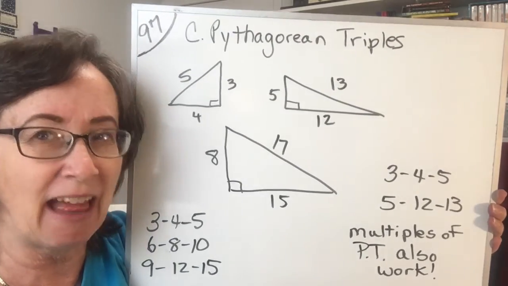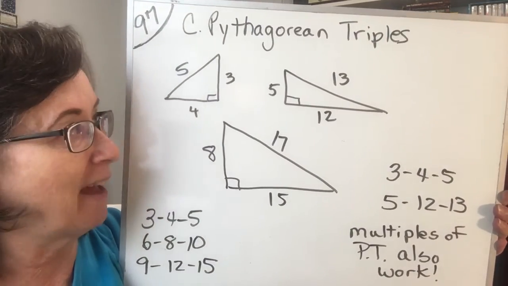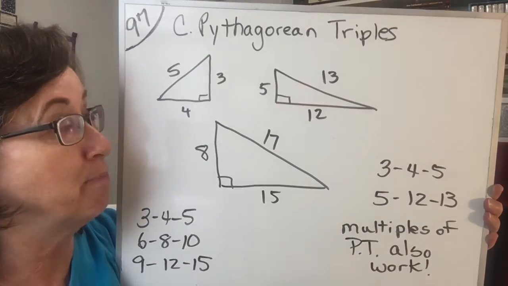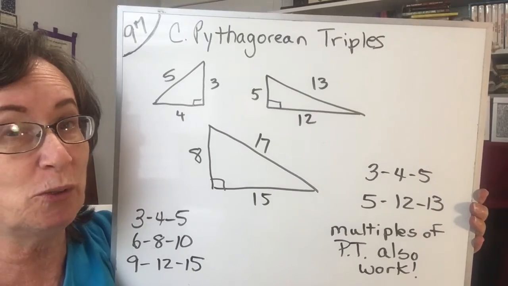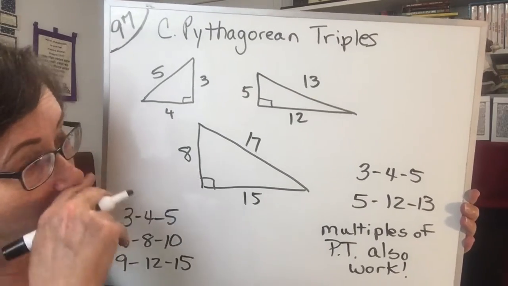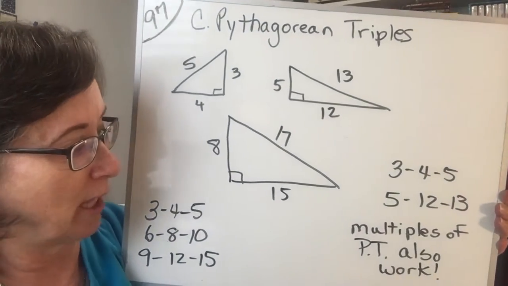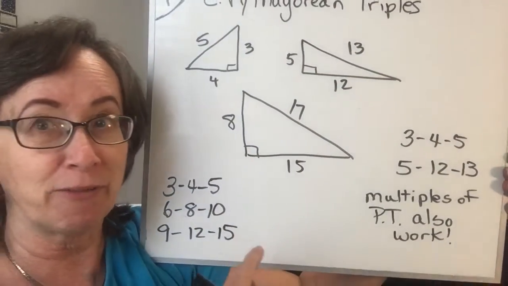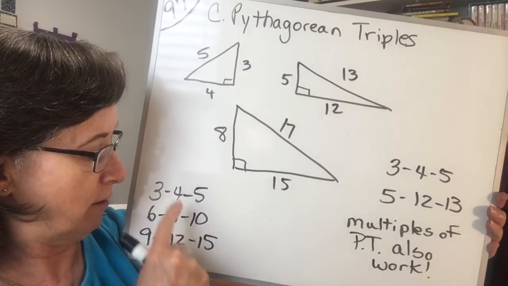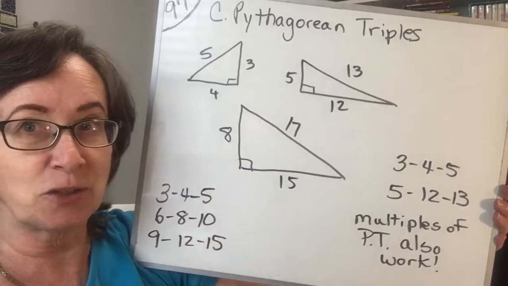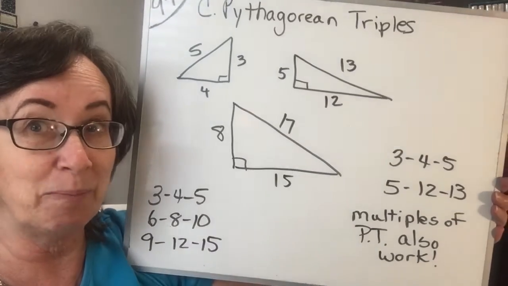So you'll see these a lot because when books are just trying to introduce the concepts of the Pythagorean theorem and right triangles to you, a lot of times they'll use these Pythagorean triple problems. But the cool thing is multiples of the Pythagorean triples will also work. So instead of just seeing 3, 4, 5, you might see 6, 8, 10, because 6 is twice 3, and 8 is twice 4, and 10 is twice 5. Or you might see 9, 12, 15, which is 3, 4, 5 multiplied by 3.